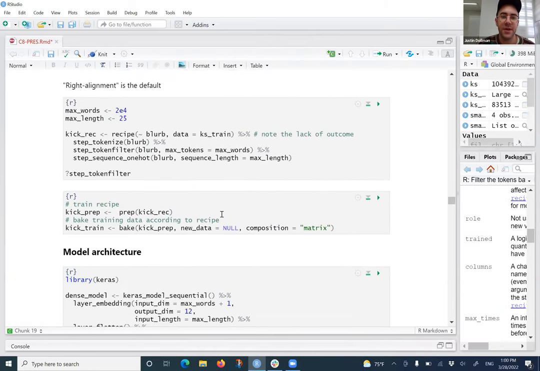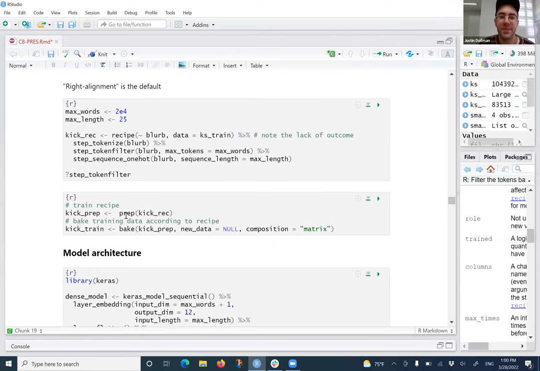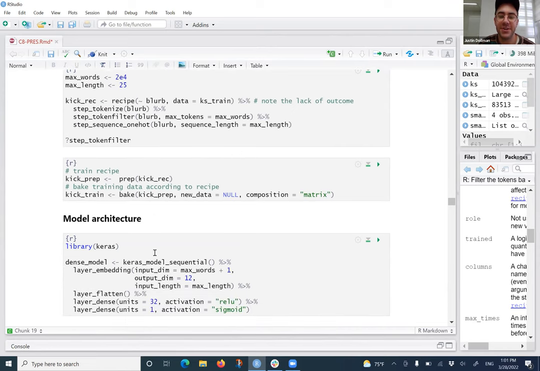I think we'll leave it there. This will create the document term matrix, and next session we'll start talking about the actual deep learning architecture. Okay, cool. That makes sense.